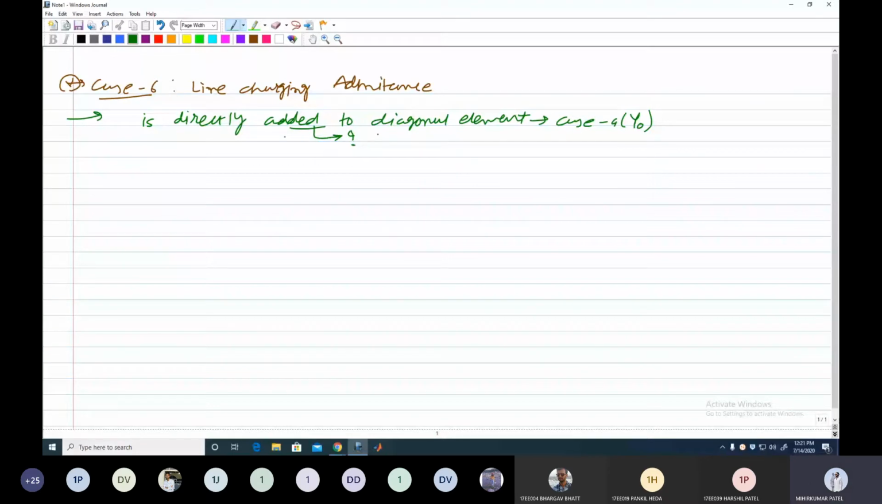The line charging admittance is directly added to the diagonal elements. So one more question for your homework: you have to find out why the line charging admittance is directly added to the diagonal element. Clear? So we will calculate one example which covers almost 4 to 5 cases which we have studied. So write down the example number.